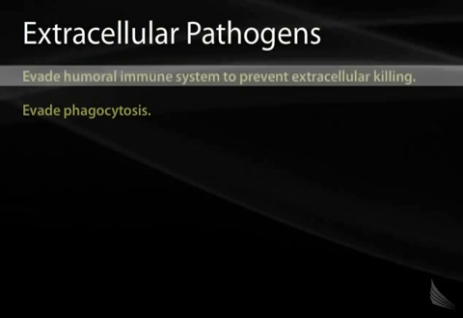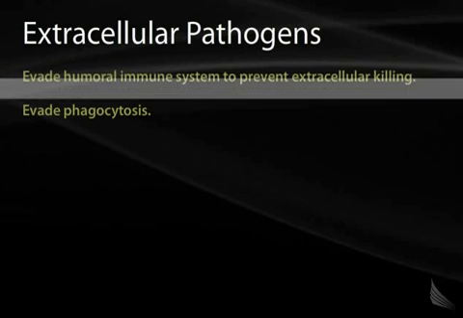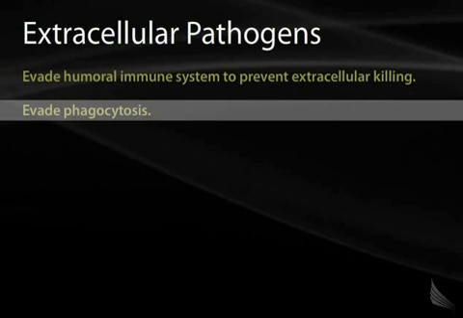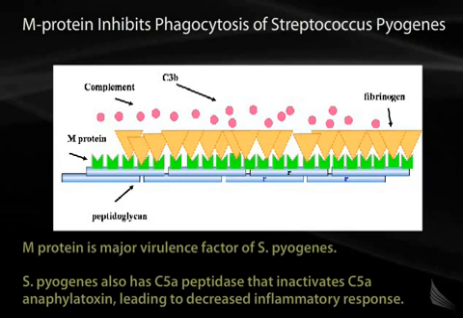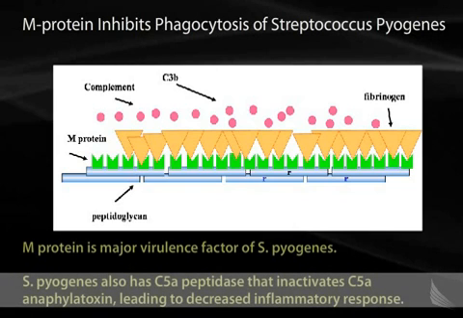Extracellular pathogens evade the humoral immune system to prevent extracellular killing. They also evade phagocytosis. The M protein inhibits phagocytosis of Strep pyogenes. M protein is found on the cell surface and binds to fibrinogen, keeping it from being phagocytosed. Strep pyogenes also has a C5a peptidase that inactivates the C5a anaphylatoxin, leading to a decreased inflammatory response.